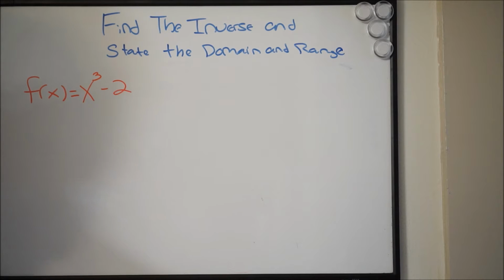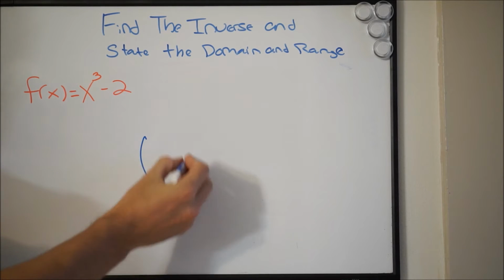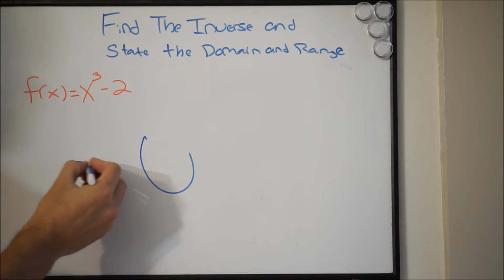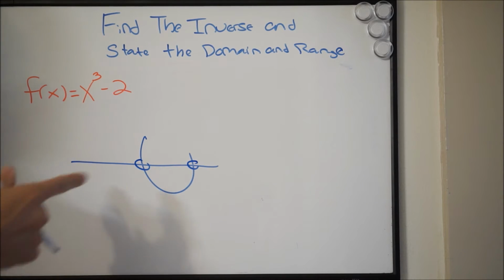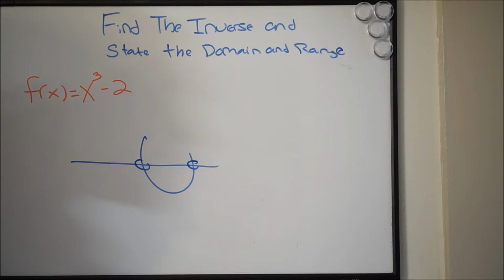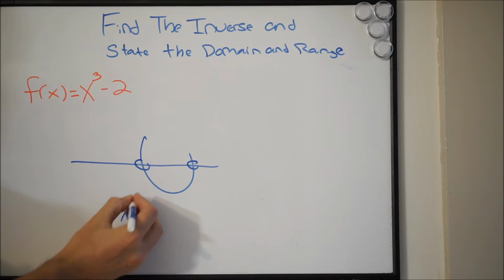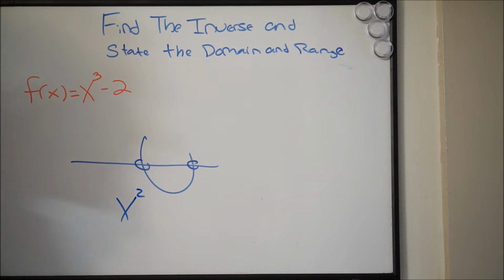So for example, if you had a quadratic and you perform a horizontal line test, it hits 2 points, and that would tell you that it's failed the horizontal line test. If it fails the horizontal line test, that tells you that the inverse is not going to be a function. So for example, let's say this was x squared. Well, the inverse of this is not going to be a function.